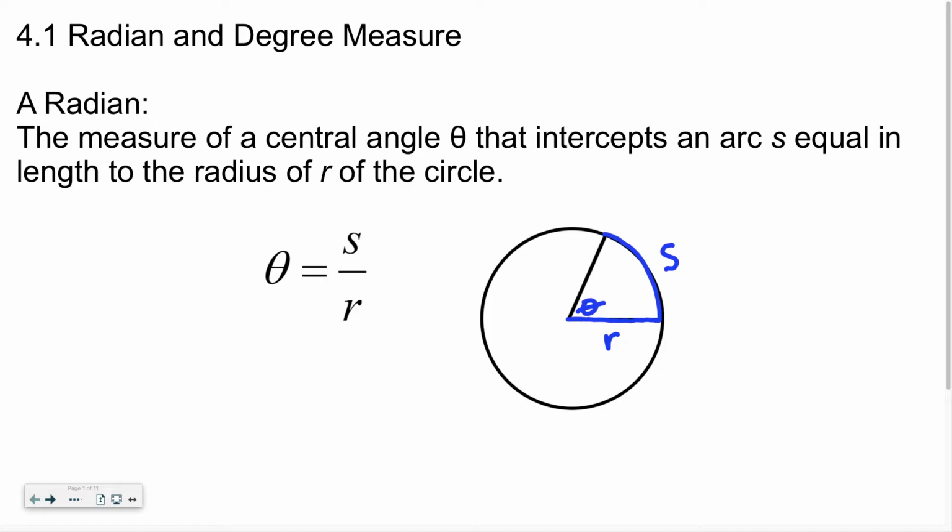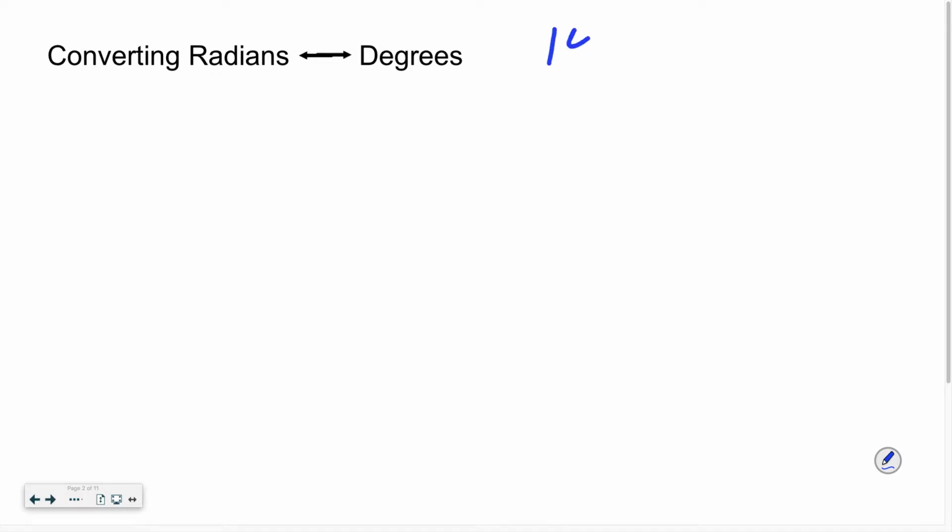If you could help me remember, how many degrees is pi radians? Okay, 180 degrees is the same as pi radians. So we are going to use that fact to help us convert radians to degrees or vice versa.